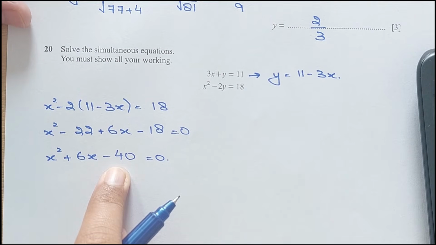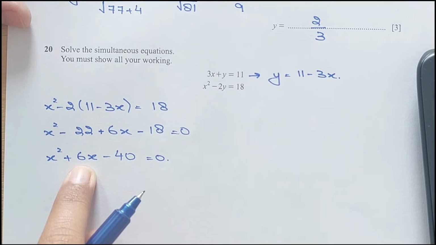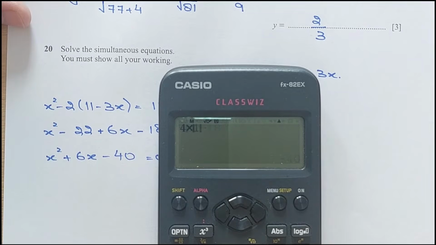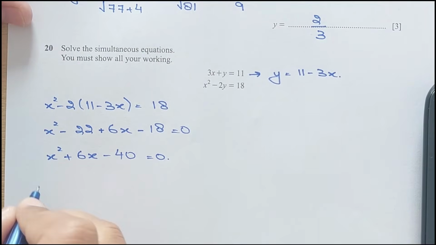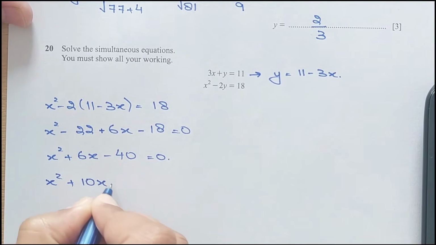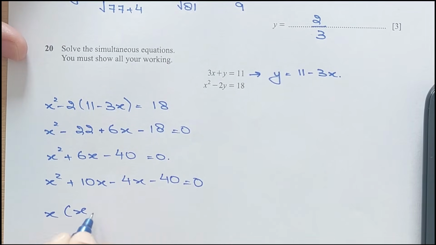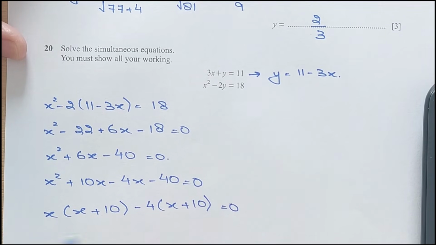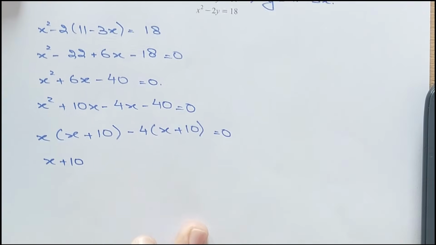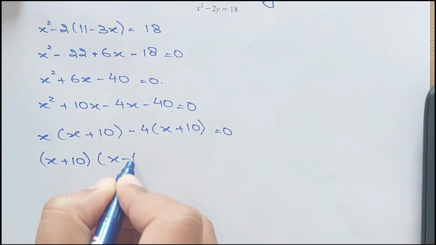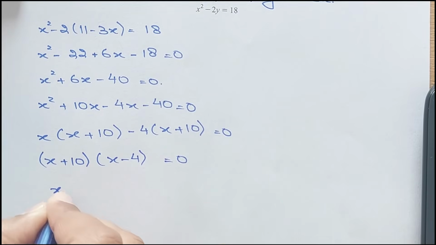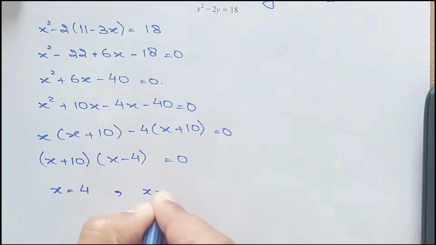1 times 40 is 40. So what are the two factors that make 6? Okay, 4 times 10 is 40, and 10 minus 4 is 6. So x squared plus 10x minus 4x minus 40 equals 0. So x is common, x plus 10 is left, minus 4 is common, x plus 10 is left. So the two factors are x plus 10 and x minus 4 equals 0. So from here x equals 4 and x equals minus 10.